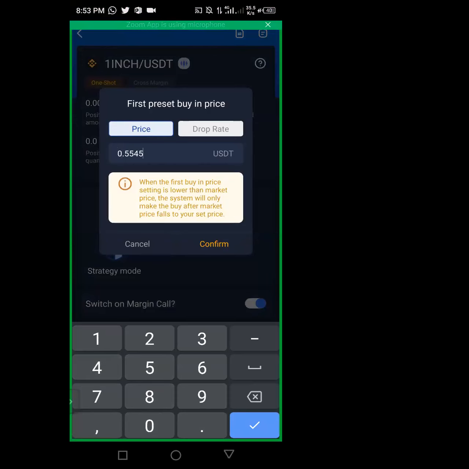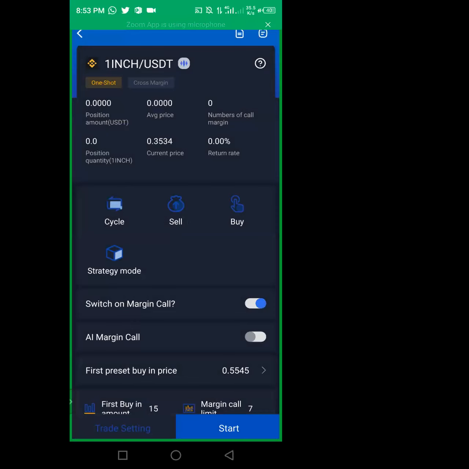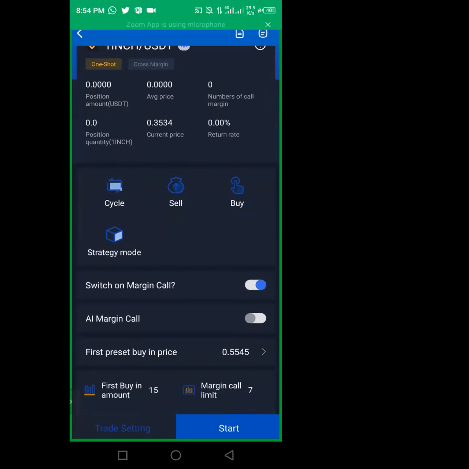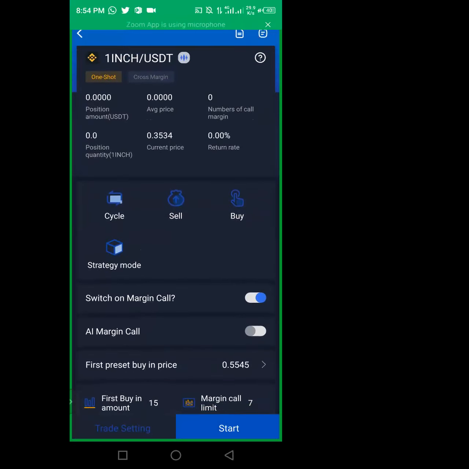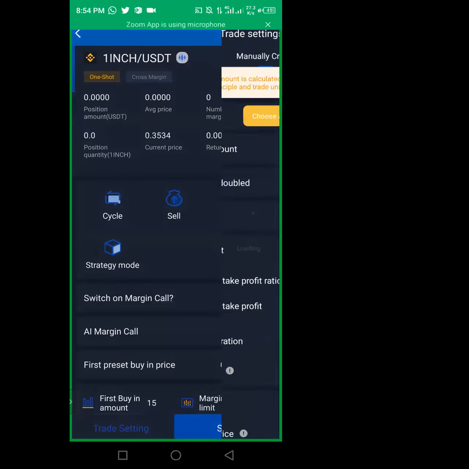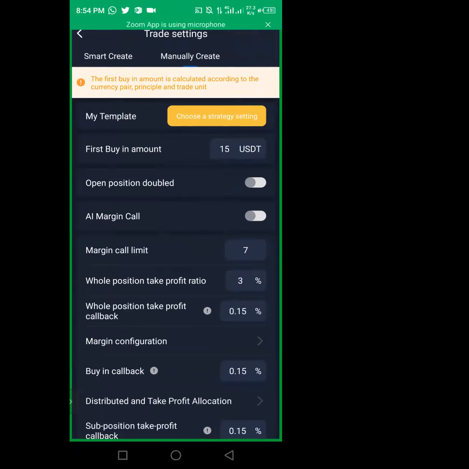You click on confirm. Once you click on confirm, before you start, I'm going to explain the preset, how to check it with the current price. Look at the current price, it's always showing you up here, and the preset price is from the signal. So I will explain how to check both. But what I'm explaining here now is the first buy-in amount.